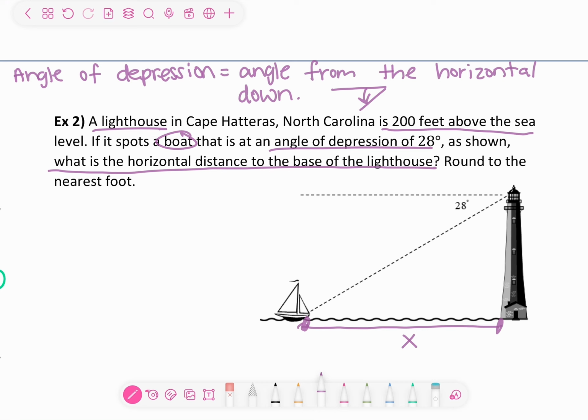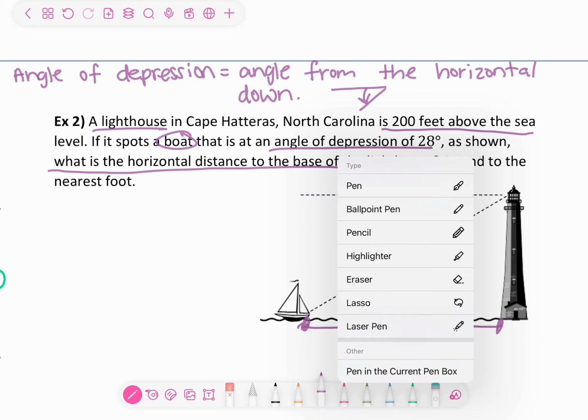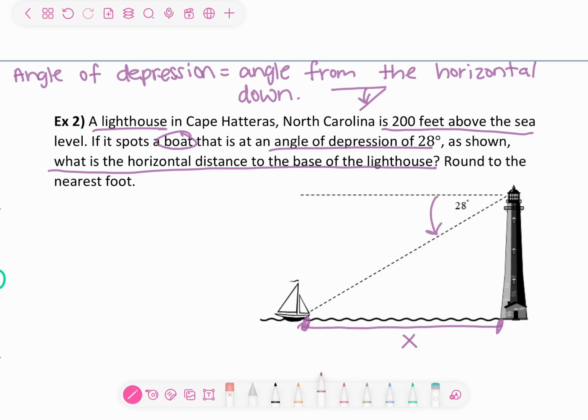So we're looking for a distance again. Now they already labeled the angle of depression. So the angle of depression is from this basically imaginary horizontal line here down. Okay, so that angle of depression is 28 degrees. And if we take a look at where the right angle would be, it would be where the lighthouse meets the water. Okay, so that would be our right angle.